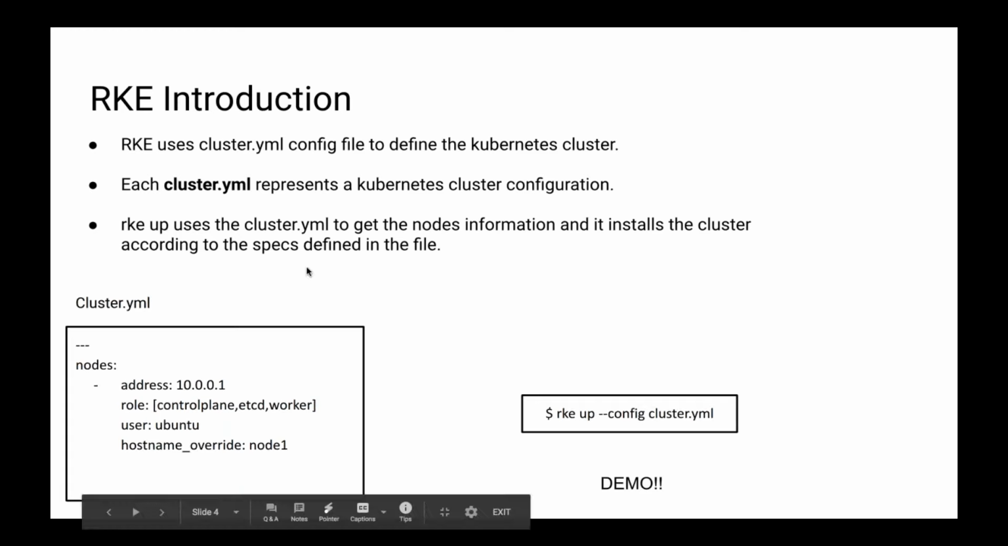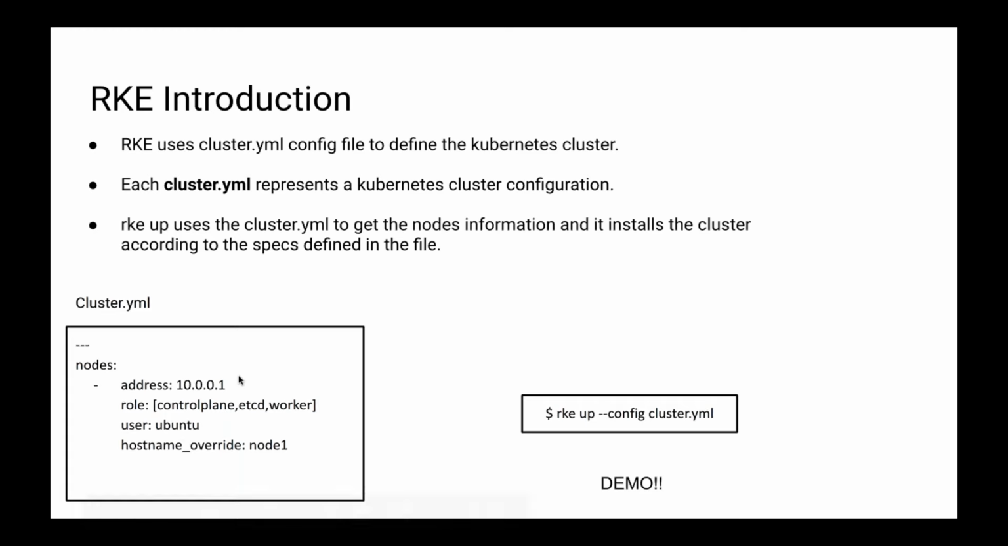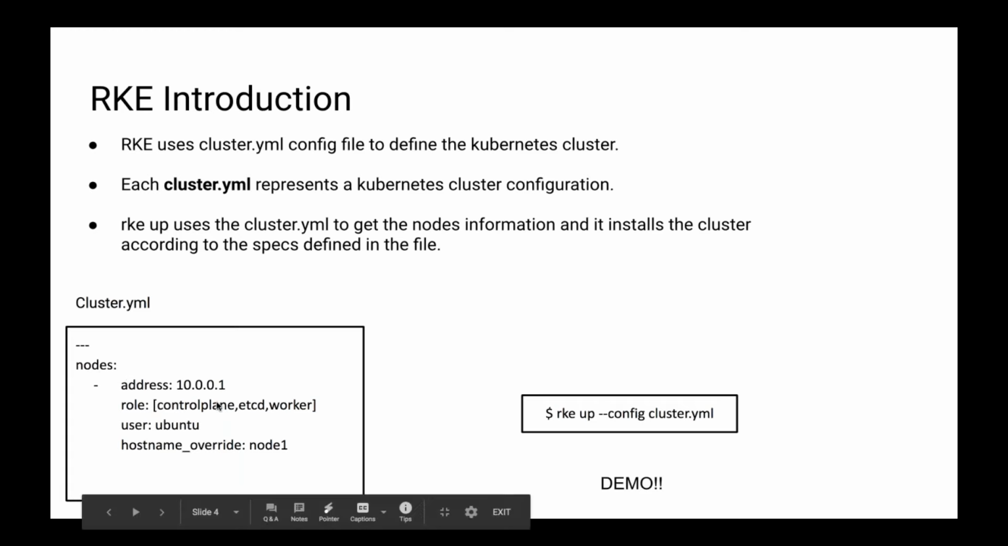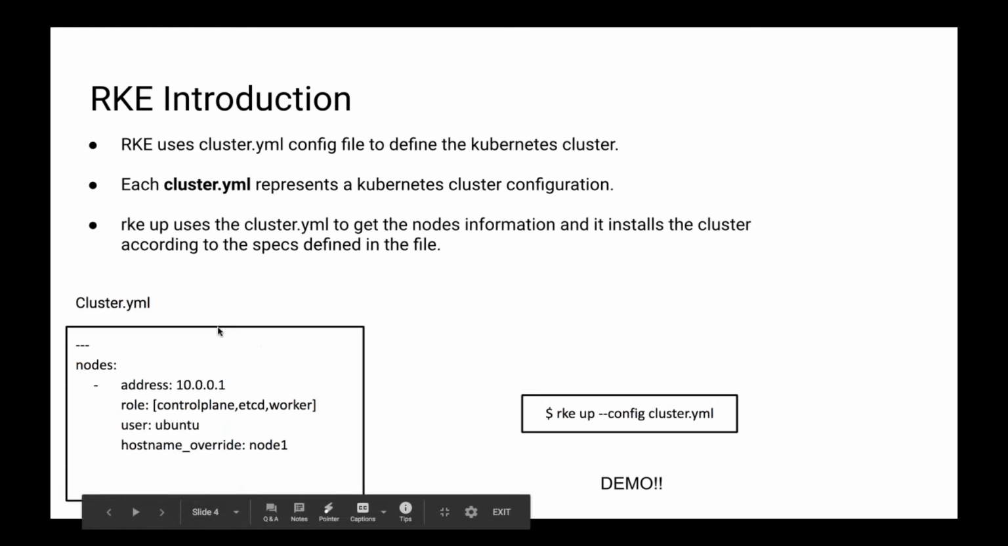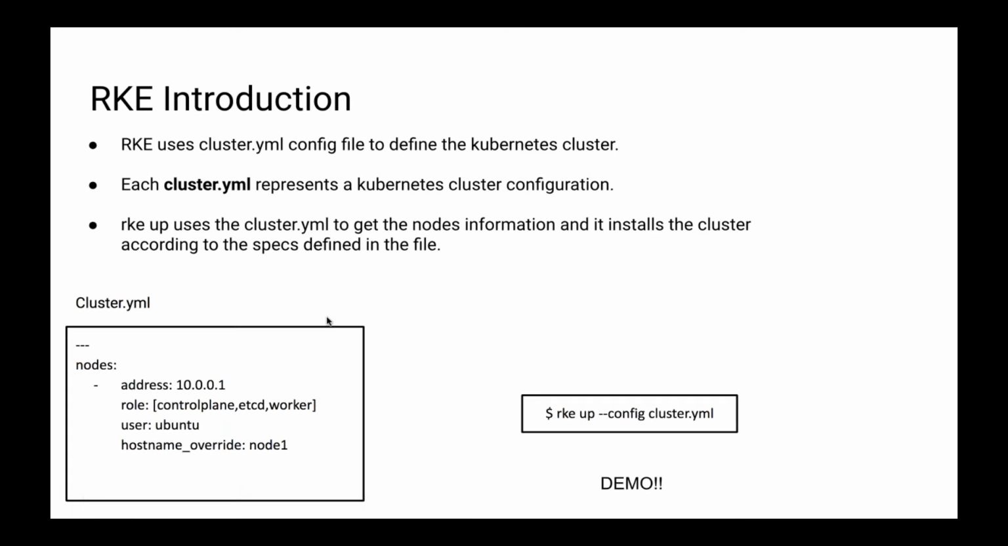So here is an example of the cluster YAML file. This is a really simplified version of a cluster YAML file, which consists of nodes, a list of nodes that you want Kubernetes to be installed on. So here we have only one node. We define its address, its role, and user and hostname override. I will explain the cluster config file in detail in the next few slides. But right now, let's see quickly how we get started with RKE.